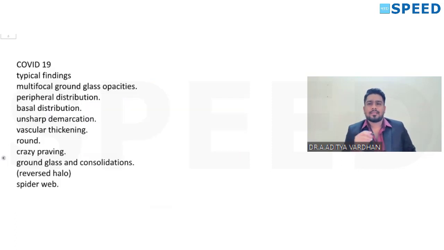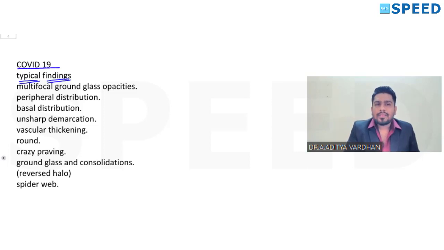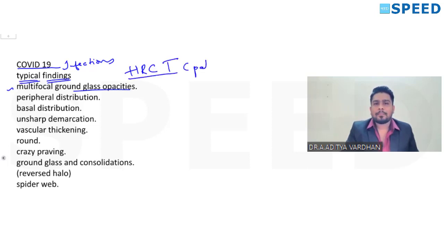And next thing is this slide. For this specific question, I have gone through all the resources that were available on COVID, and I have come up with all the typical findings a COVID-19 infection presents with. What are these, friends? You can just remember it. These are multifocal, many foci of ground glass opacities in the HRCT. These all are HRCT scan patterns and pathologies.